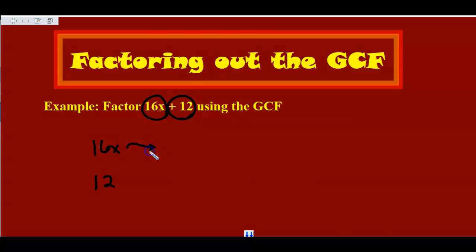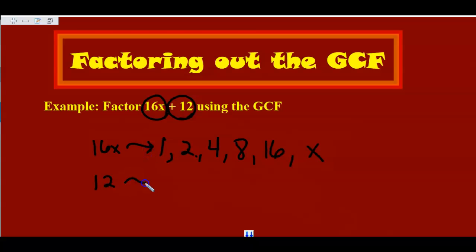In other words, how can I get 16 using multiplication? Well, I can have 1 times 16. That's the most obvious, right? But then we also have 2 times 8 and 4 times 4. All those numbers that we just listed, those are the factors of 16. Okay? So when we list them out in a nice manner, we have 1, 2, 4, 8, 16. But then we also have x, because x is part of that term.